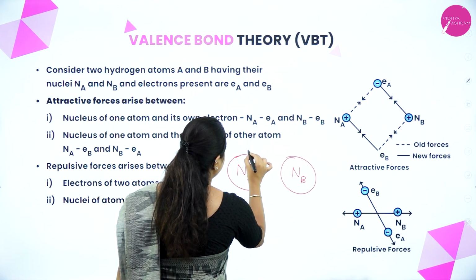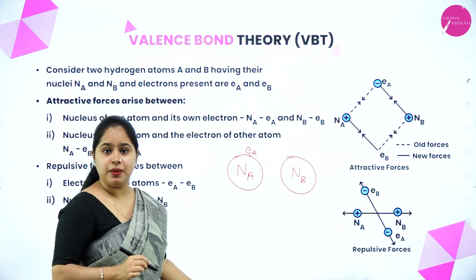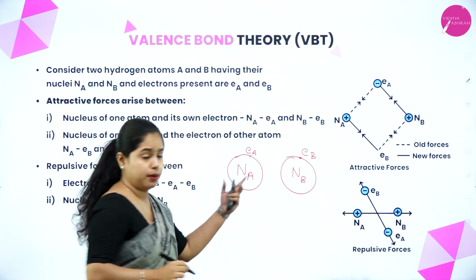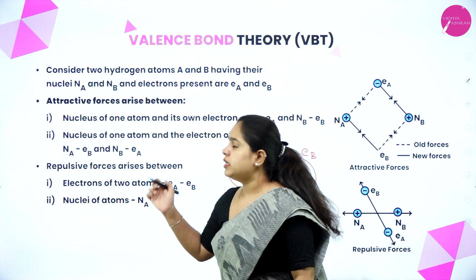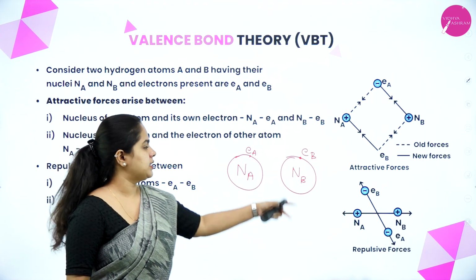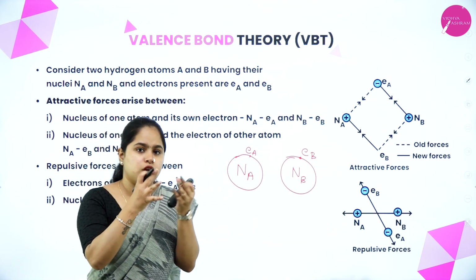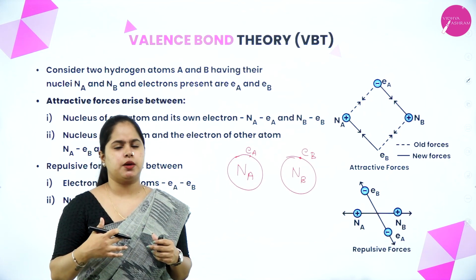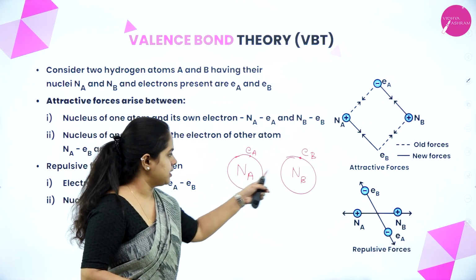And we know that electrons will be present here, and the electrons present in atom A are represented as Ea and the electrons present in atom B are represented as Eb. Till here it is clear, right? Now, as you can see, two atoms are here, with the nucleus and electrons represented. When they are coming close together, there will be attractive forces as well as repulsive forces happening.